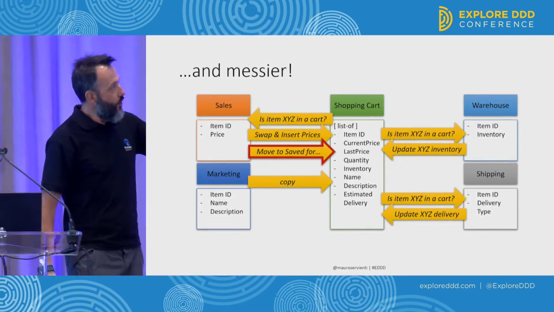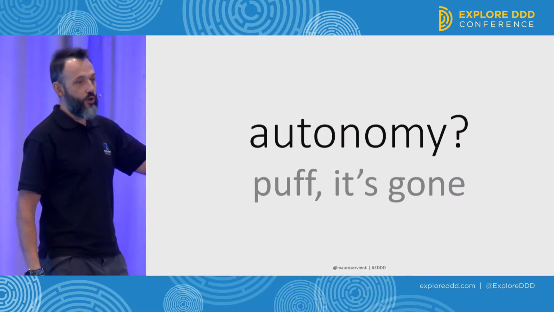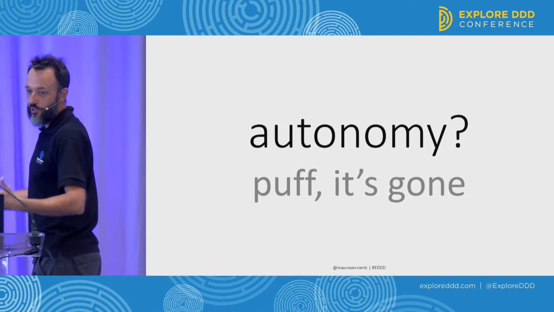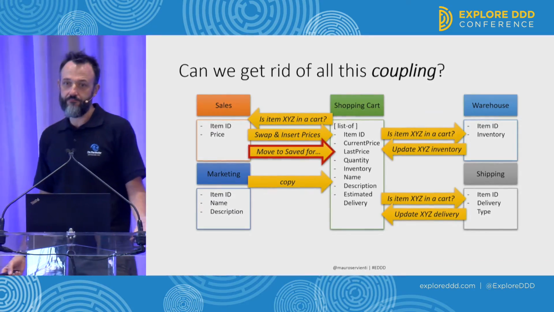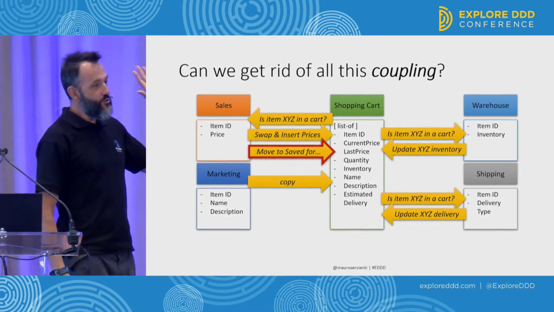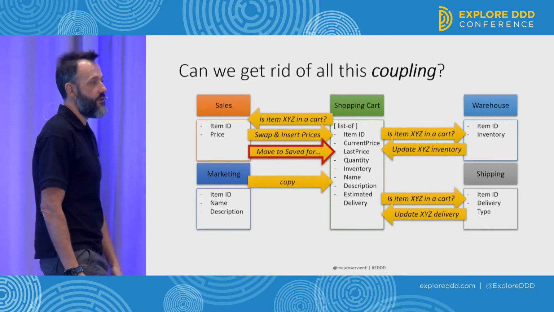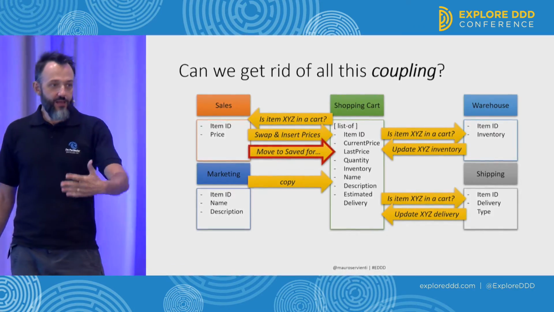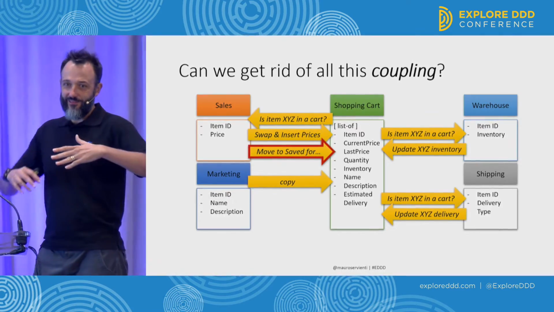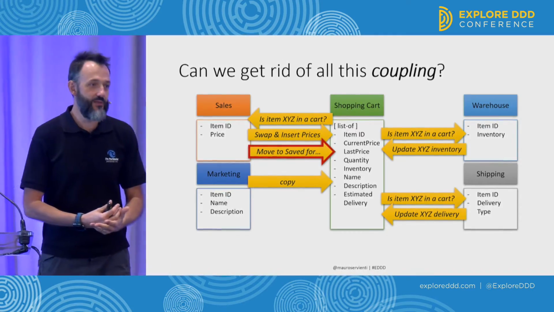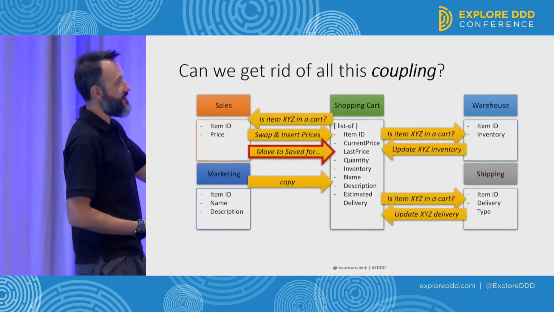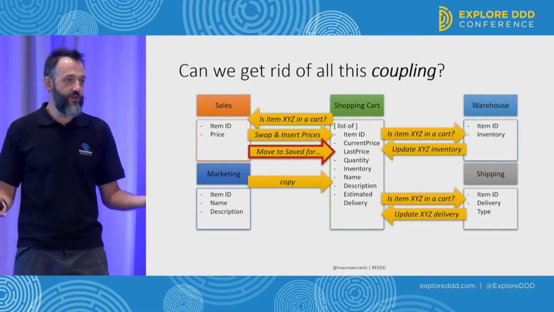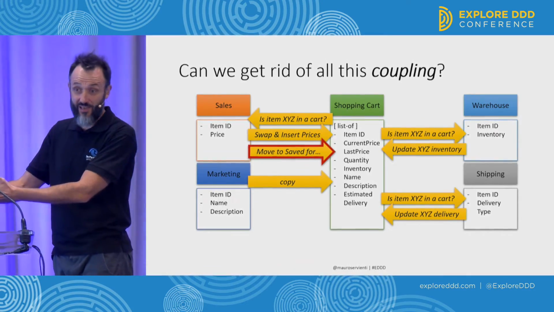What's the problem with all these arrows? Autonomy is basically gone. So we have a huge amount of coupling. And if this was a distributed system, we basically have a distributed monolith. You can picture in your mind that in a large system, such a scenario basically means that there's no way to change anything without affecting something else.